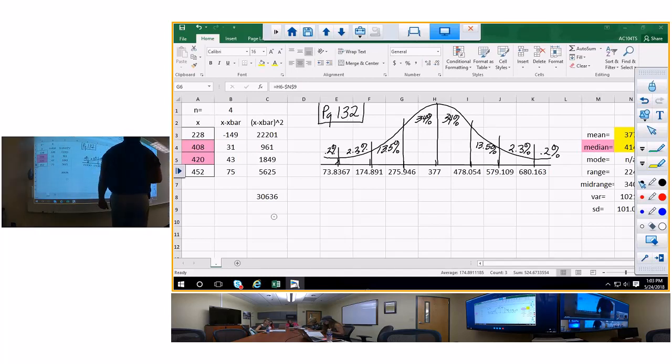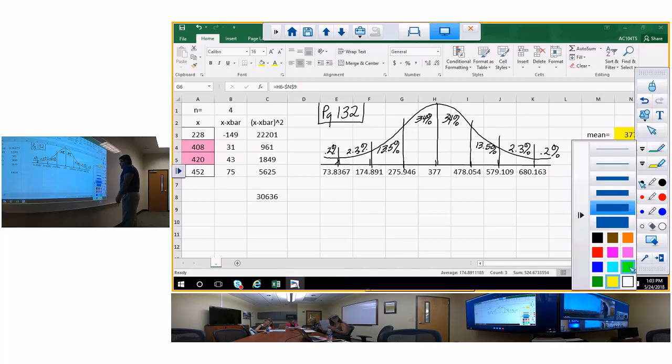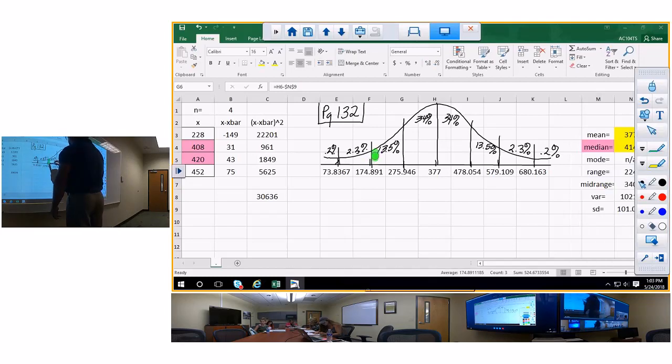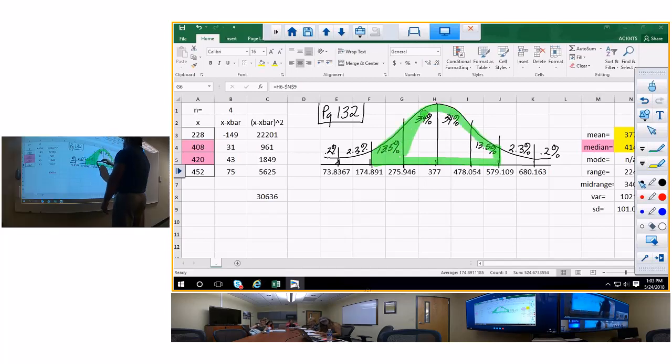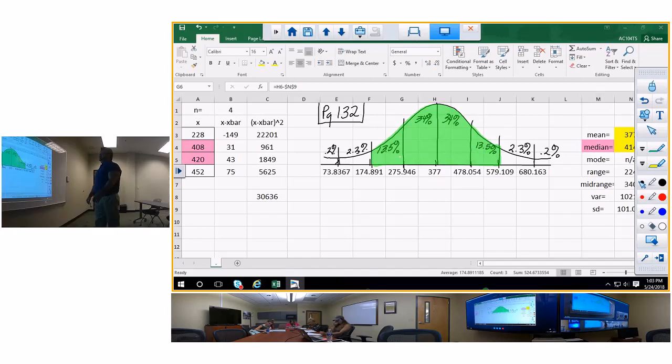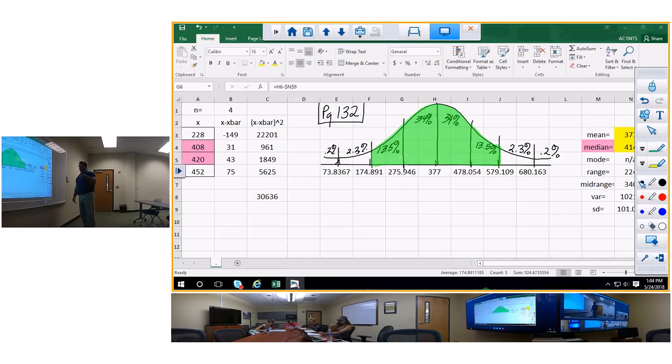Okay? Now, I'm going to take my green highlighter, which you should take too if you have one, and highlight this area green. Now, if you have a book, turn to 133 or 132 and tell me, by the empirical rule or by adding up in your head, what's the percentage of the group that's going to fall between two standard deviations?